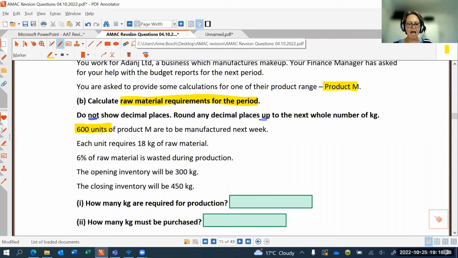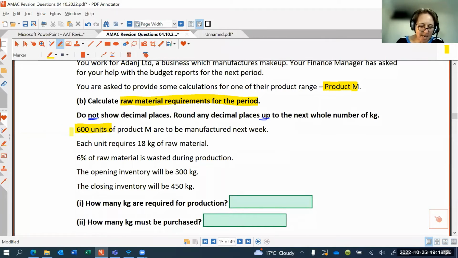The next question is, how much material will be used to make 600 units? And as I read on, it tells me each unit requires 18 kilograms of material. So I'm going to do 600 of them. Every one needs 18 kilograms. But that's not even quite it, because if I read the next sentence, it then tells me 6% of all the material that I actually input gets wasted. So I don't only use 18 kilograms, I use more than that because there is some wastage.